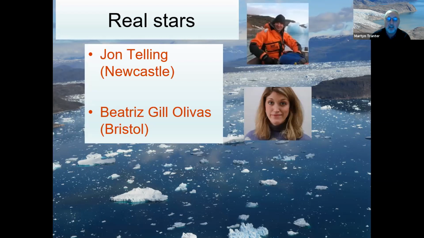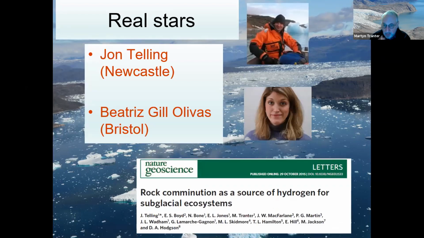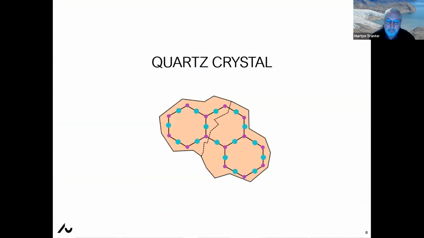And the real stars for this last part of the talk are John Telling at Newcastle and Beatrice Gill-Olivas at Bristol. And they put out a paper, or John put out a paper in 2015, rock comminution as a source of hydrogen for subglacial ecosystems. And I think this is the way forward when we start to think about maintaining life under ice sheets, and maybe even how life is maintained under ice sheets in other icy parts of the universe.